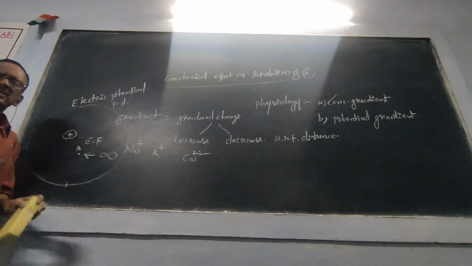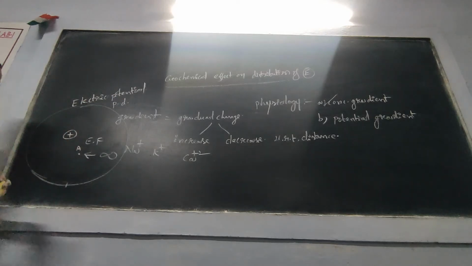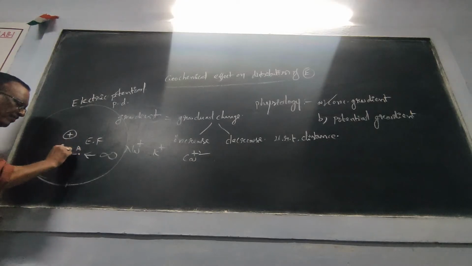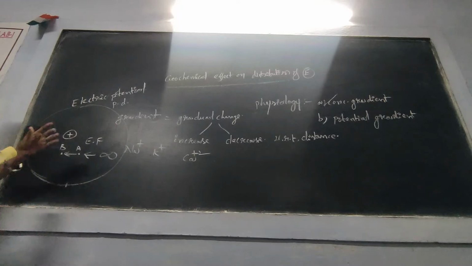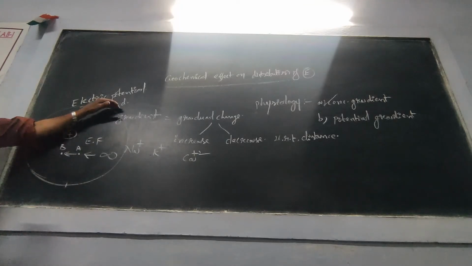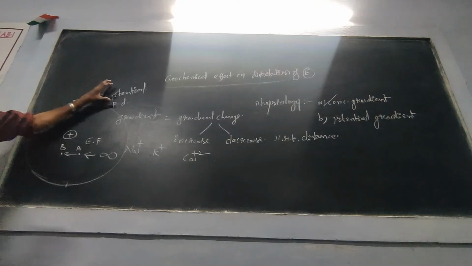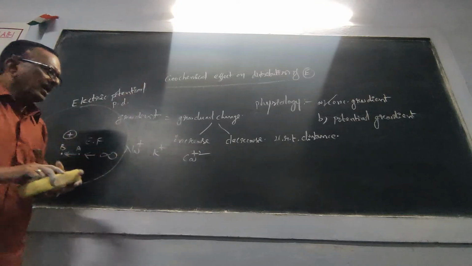Its definition is the amount of work done in moving a unit positive charge from A to B. That means between two fixed points. That is called the potential difference. It is expressed in volts. Now here we must understand what the potential gradient is.